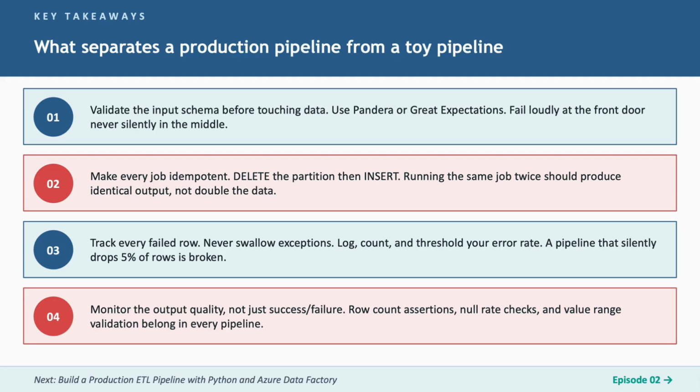Three, track every failed row. Never swallow exceptions. Log counts and threshold your error rates. A pipeline that silently drops 5% of rows is broken, even if the status is green. Four, monitor the output, not just the execution. Row counts, assertions, null rate checks, and value range validation are part of a production-ready pipeline.